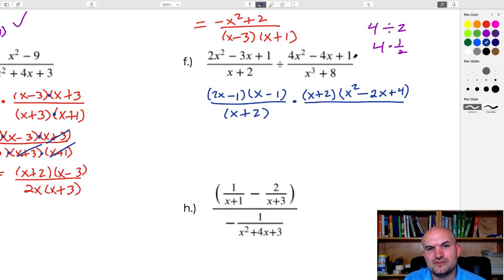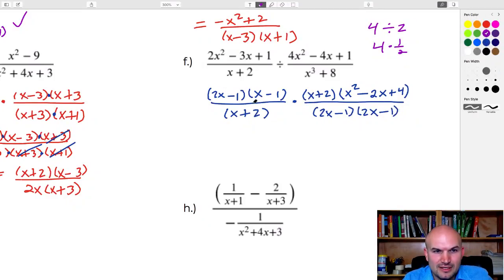Now we've got to factor this, which is a perfect square trinomial, because you notice the first term is squared, the last term is squared, and the middle term is double that product. So we can rewrite that as 2x minus 1 times 2x minus 1, or you can just factor it in normal ways.